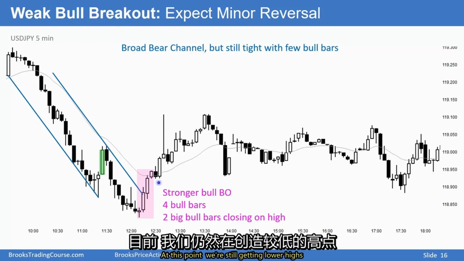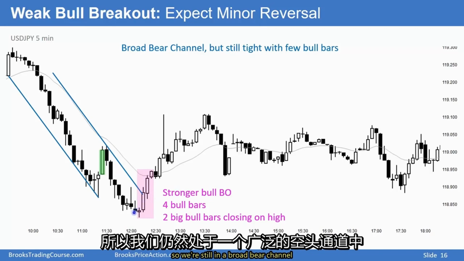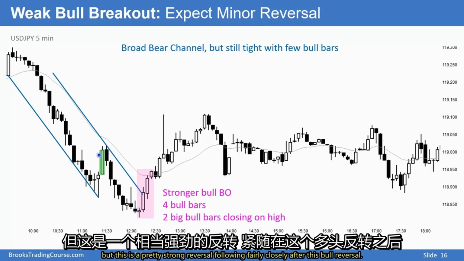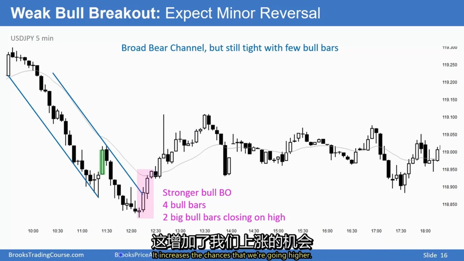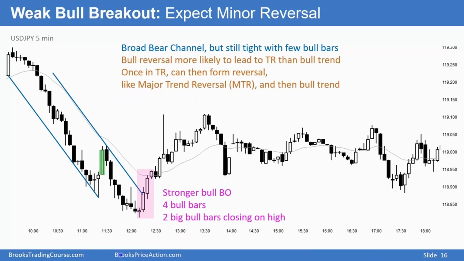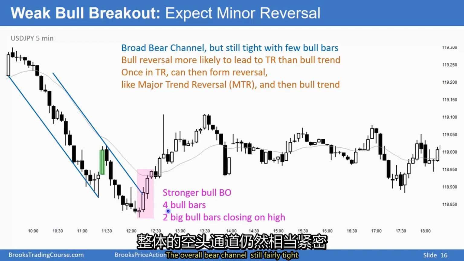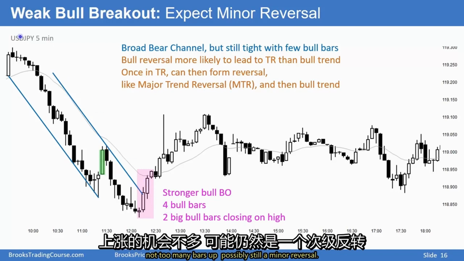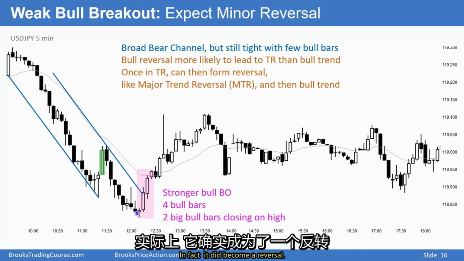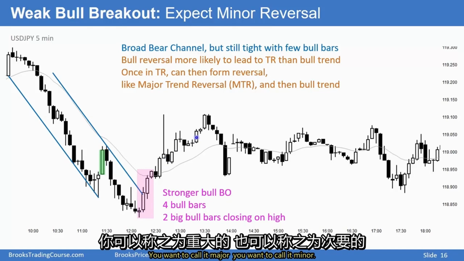At this point, we're still getting lower highs. So we're still in a broad bear channel. But this is a pretty strong reversal following fairly closely after this bull reversal. It increases the chances that we're going higher. The overall bear channel still fairly tight, not too many bars up, possibly still a minor reversal.